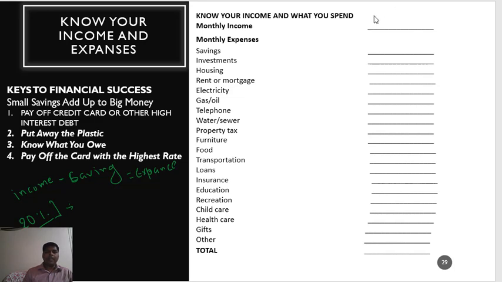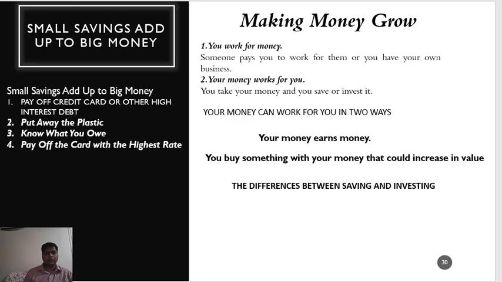So you have to analyze how your money works for you. There are two ways to make money: you work for money, or your money works for you. If you work for money, someone pays you to work for them, or you have your own business. Or your money works for you, which means you take your money and save or invest it.